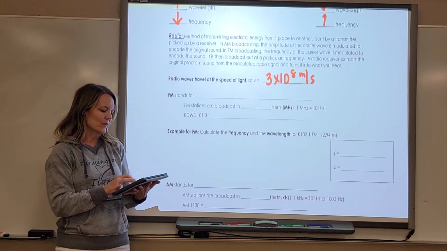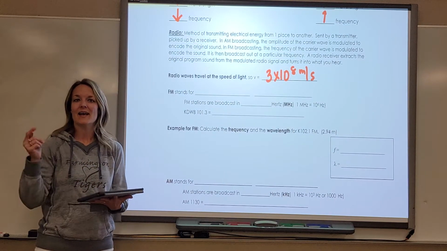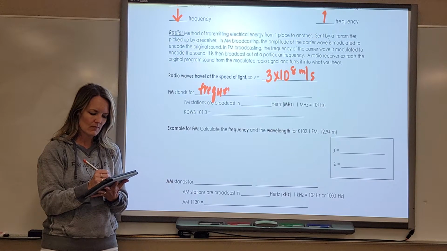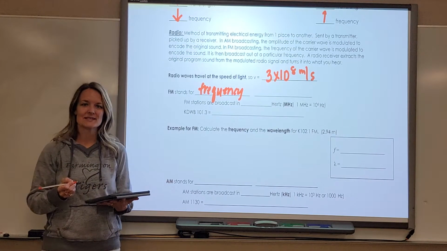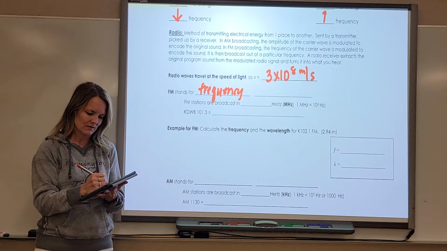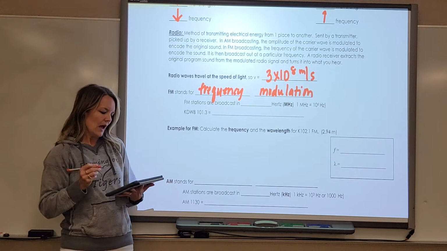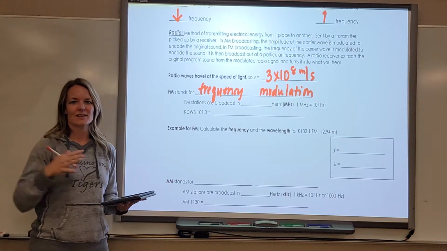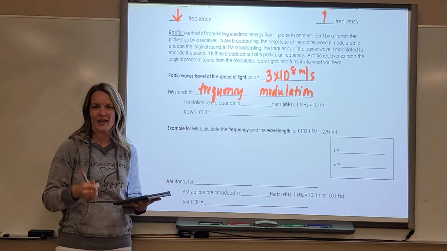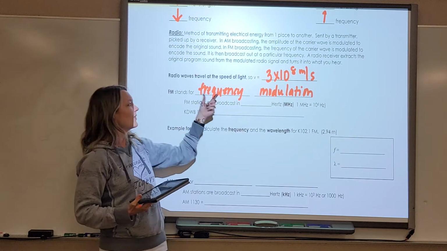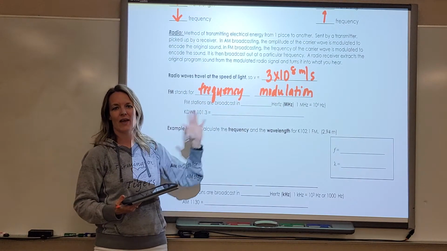It is 3 times 10 to the 8th meters per second. Specifically for FM radio, F stands for frequency, and the M stands for modulation. So what that means is when they send out an FM radio wave, they are changing, modulating, modifying the frequency of the wave as it gets sent out.